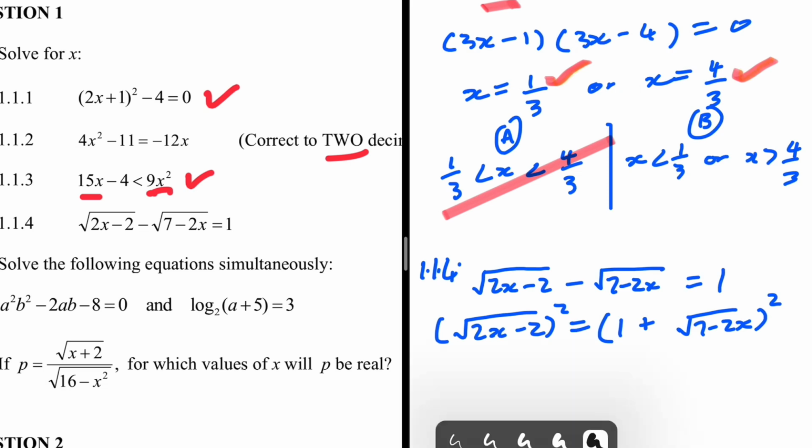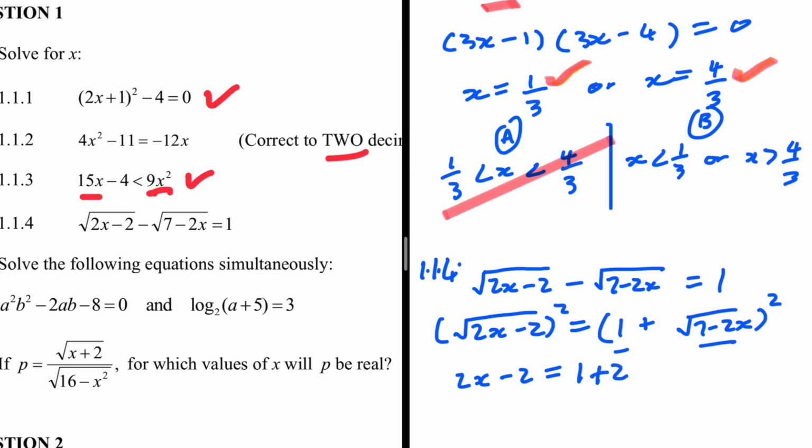So in squaring the left-hand side, you're going to get 2x minus 2. When we square the right-hand side, 1 multiplied by 1 is 1. And then 1 multiplied by the square root of 7 minus 2x is the square root of 7 minus 2x. You multiply that by 2, you get plus 2 times the square root of 7 minus 2x. And then again, when you multiply the square root of 7 minus 2x by the square root of 7 minus 2x, we are going to get 7 minus 2x, right?